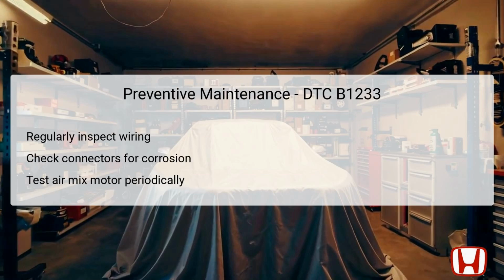Preventive maintenance is crucial to avoid reoccurring issues related to DTC B1233 in the long run. One important practice is to regularly inspect the wiring associated with the air mix control motor circuit. Electrical connections can become corroded over time, which may lead to intermittent failures or open circuits. It's advisable to periodically check connectors A and B of the climate control unit as well, ensuring that they remain clean and free from debris that could obstruct connectivity.